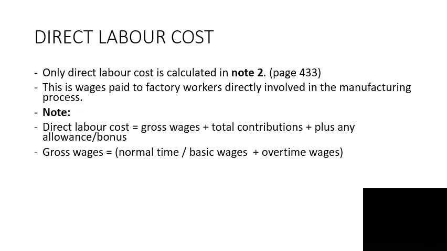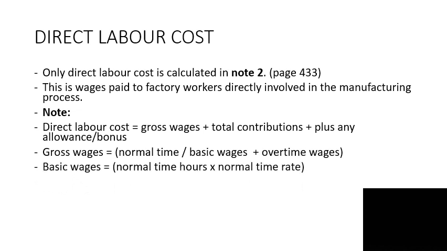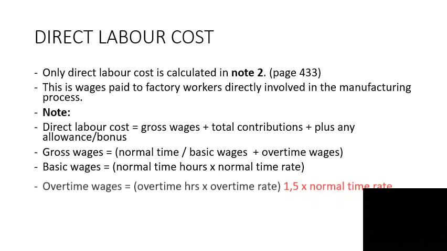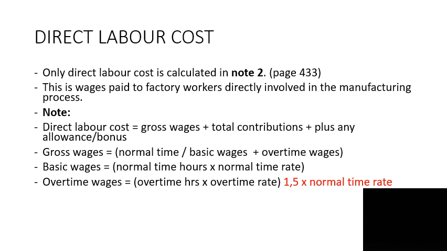How do we calculate our basic wages and normal time wages? Basic wages, we say our number of hours worked for normal time multiplied by the normal time rate. This will give us our basic wage or normal time wages. Overtime wages, we are saying overtime hours worked multiplied by overtime rate. When we calculate overtime rate, normally it is 1.5 times our normal time rate.